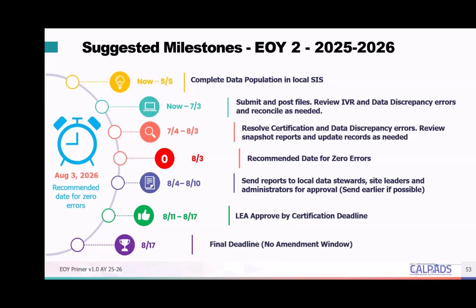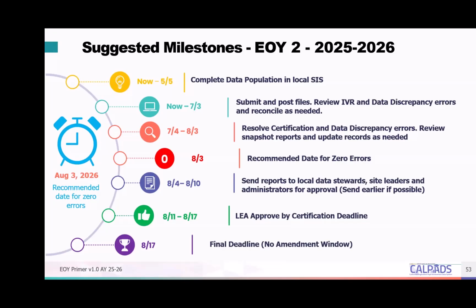Your stakeholders can then provide the reports back, their findings, their suggestions, and identify any discrepancies, and provide you about a week to make those changes because there will be no amendment window. So 8/11 to 8/17, you should be doing your final corrections, getting your final review on your reports so that you can certify by August 17th. That is the final deadline, no amendment window.